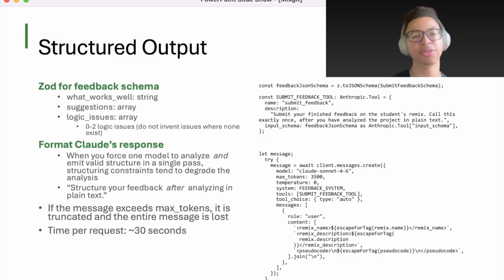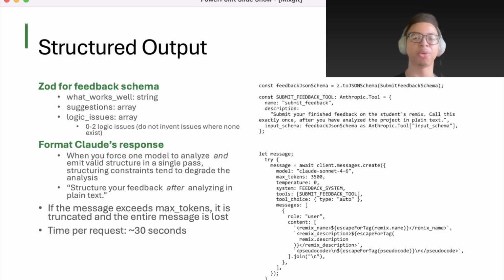Okay, so the last thing to mention is we gave it these parameters. We said return a string of what works well, return an array of suggestions, and optionally return an array of logic issues. In the description of this tool we give it is telling it to analyze the project in plain text first. This way you're also not limiting its analysis to a structure here, right? As opposed to if we added an analysis field to the schema that was just like, analyze the project in 1 to 2 sentences. Another thing to draw attention to is that this doubled the time per request.